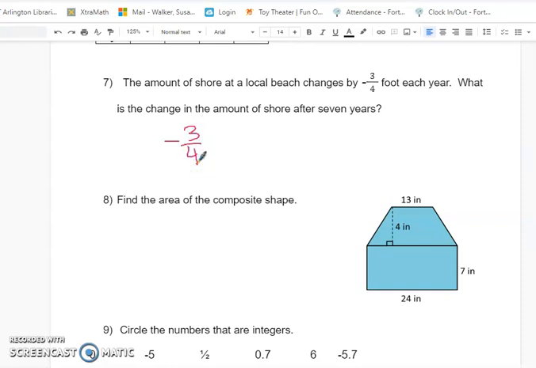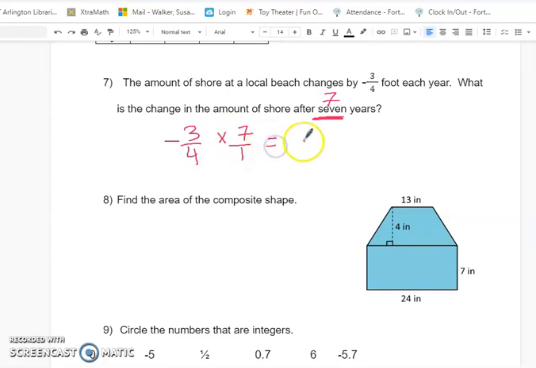And this happened for 7 years. So it changed by -3/4 foot in 1 year, another -3/4, another. They keep losing more and more. So the water is coming in or the sand is going away. 3/4 of a foot every year. Then it says for 7 years.